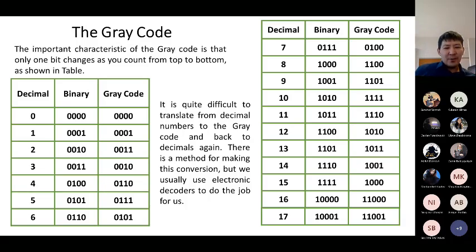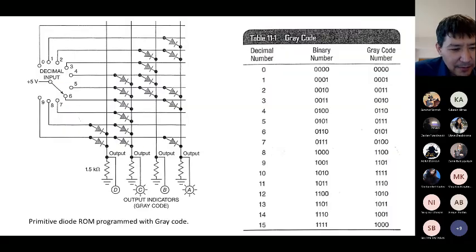Actually, the electronic decoders that we studied, for example, decoders that decode BCD to the 7-segment display, or from BCD to decimal, or from binary, all of these are actually a ROM. It is a ROM. And now I will show you a primitive ROM programmed with Gray code. It's a simple primitive ROM.